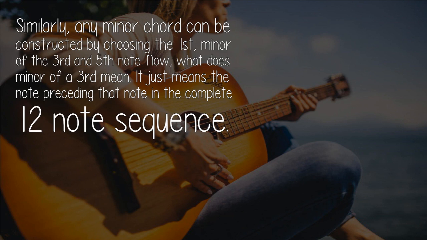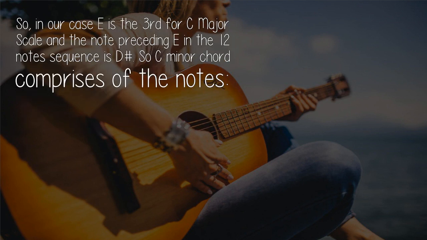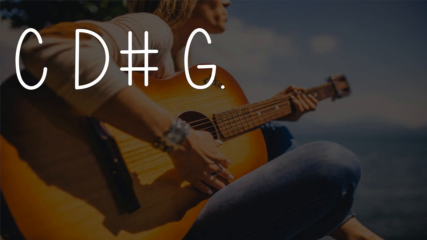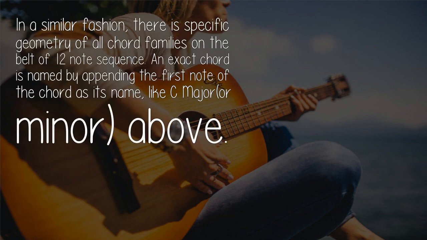Now, what does minor of a third mean? It just means the note preceding that note in the complete 12-note sequence. So, in our case, E is the third for the C major scale, and the note preceding E in the 12-note sequence is D sharp. So the C minor chord comprises the notes C, D sharp, G. In a similar fashion, there is a specific geometry of all chord families on the belt of the 12-note sequence. An exact chord is named by appending the first note of the chord as its name, like C major or C minor, above.